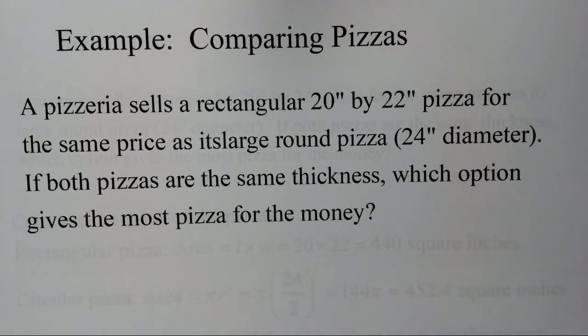A pizza shop sells a rectangular pizza that's 20 by 22 for the same price as its large round pizza that's 24. If both pizzas are the same thickness, which option gives you the most pizza for your money? So what do I want to know? Which one do I want to buy to get the most pizza for my money? That's my problem, right? Okay.